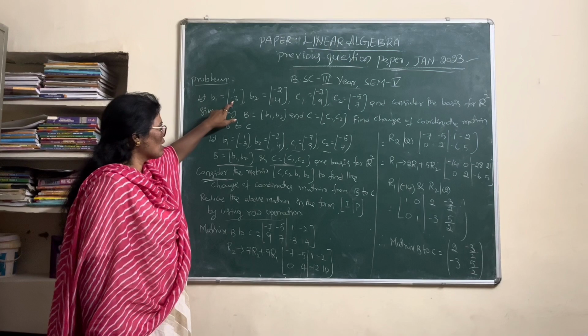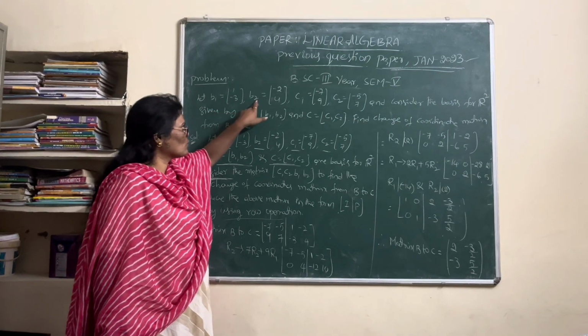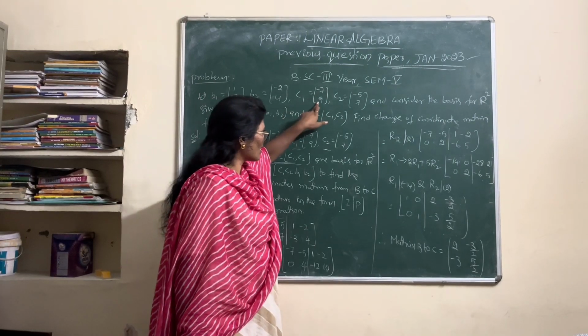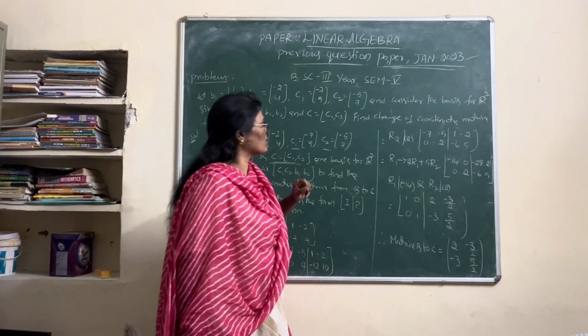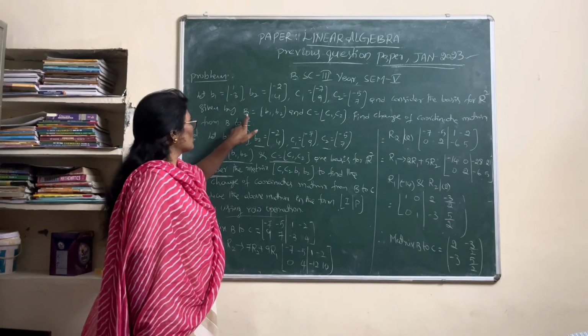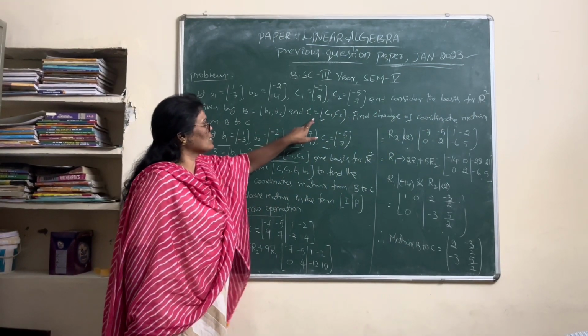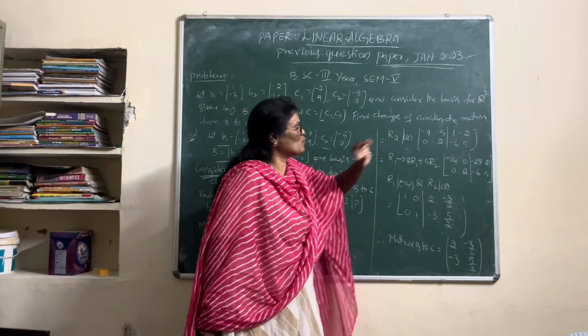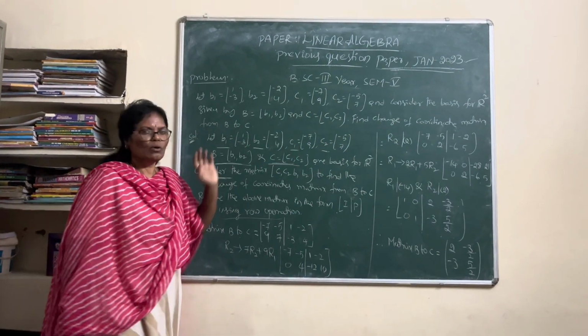Let B1 be given as (1, -3), B2 is (-2, 4), C1 is (-7, 9), C2 is (-5, 7). Consider the basis for R^2 given by B = {B1, B2} and C = {C1, C2}. In this, find the change of coordinate matrix from B to C.